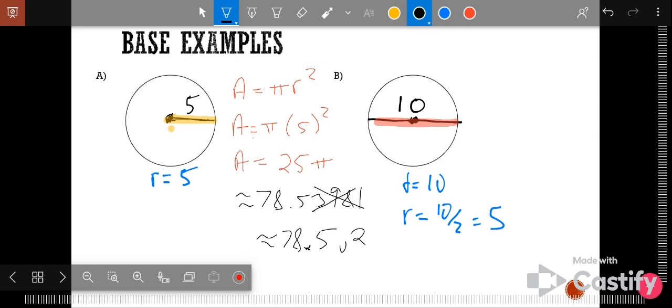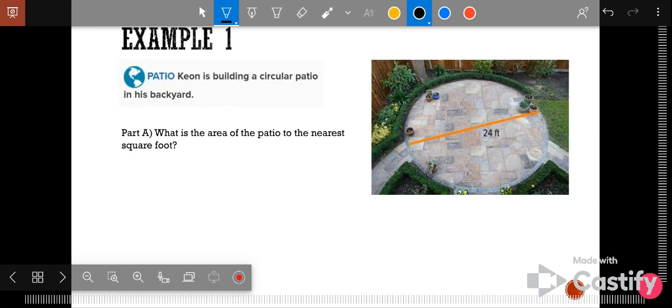All right, jumping into example 1. Example 1 says Keon is building a circular patio in his backyard. And then this problem has 2 parts. First part is, what is the area of the patio? And they are telling us to round here to the nearest square foot.